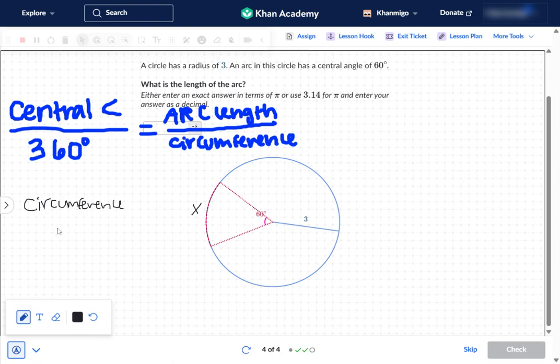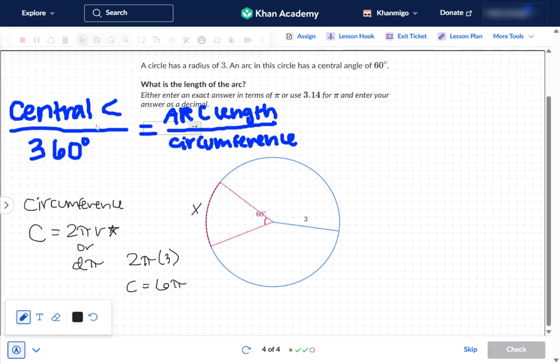Circumference is equal to 2 pi r, or diameter times pi. Because we're given a radius, we'll use this formula: 2 pi times 3. So the circumference is equal to 6 pi, or 6 times 3.14. But it says we can answer in terms of pi, so it's okay if we include that pi symbol in our final answer. So we know the circumference, we know what we're trying to find, we've got all the pieces.